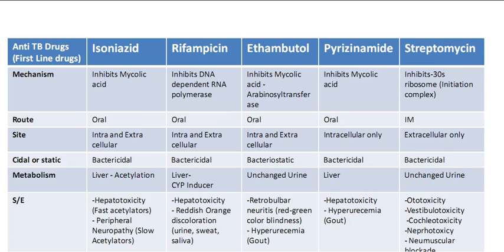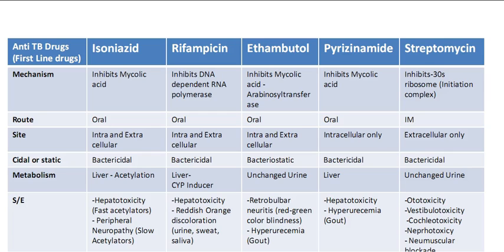The fourth first-line drug is pyrazinamide. Pyrazinamide, like isoniazid, is also known to inhibit mycolic acid synthesis, but the further mechanism is still not clear. The route of administration of pyrazinamide, like other drugs, is oral, but one unique thing you would find at the site of action is that it only acts inside the macrophages. It means it can kill only mycobacteria present within the macrophages, and it is not useful against extracellular mycobacterium. And pyrazinamide is a bactericidal drug, meaning it kills Mycobacterium tuberculosis.